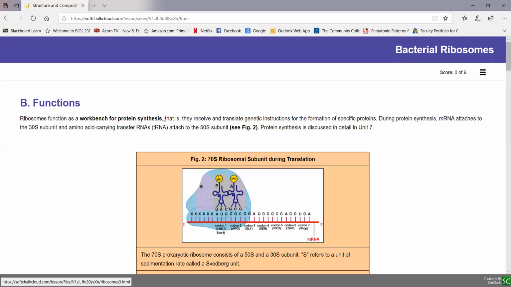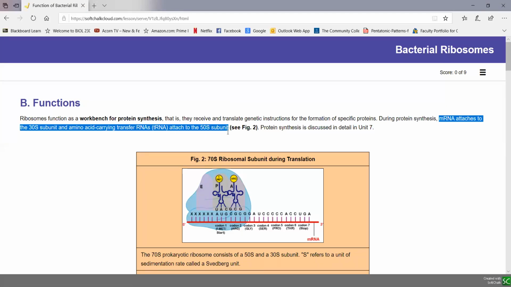Now, of course, in function, as you've always learned, ribosomes function as a workbench for protein synthesis. And what that really means is that they receive and translate genetic instructions for the formation of specific polypeptides or proteins. So during protein synthesis, messenger RNA is going to be attaching to the 30S subunit, being fed into it, where then amino acid carrying transfer RNAs read the message as they attach to the 50S subunit.